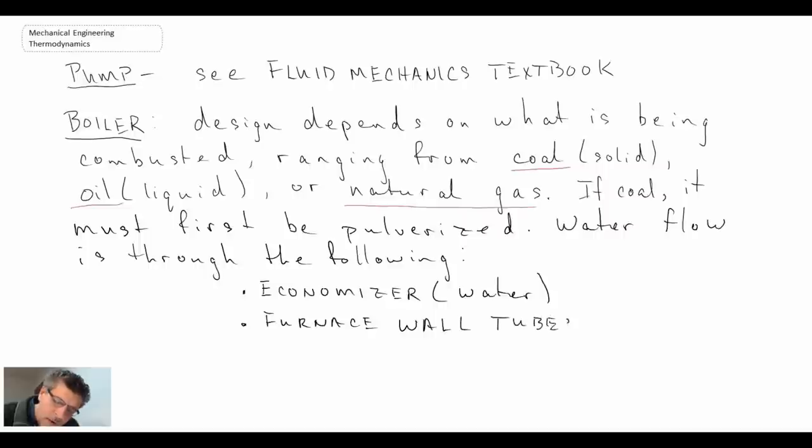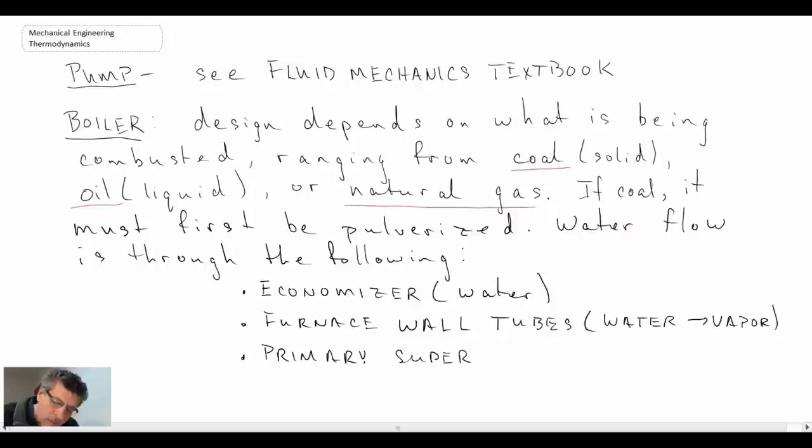We have furnace wall tubes, and that's where we're going from a water to a vapor. We have a primary superheater, and that's where, after the fluid goes through the phase change from water into a vapor, we then superheat it and take it to the superheated condition before it goes into the turbine. So those are some of the components that we would have in a standard boiler. I'm now going to draw a schematic so that we can take a look at what the boiler looks like.